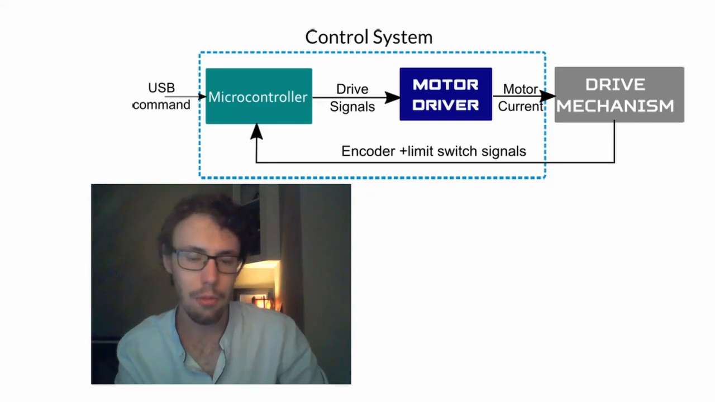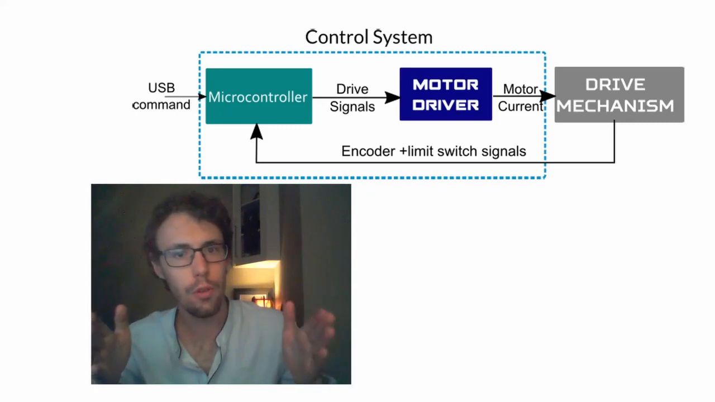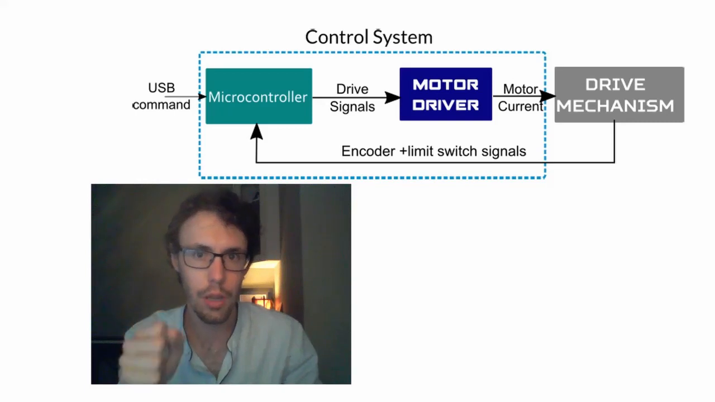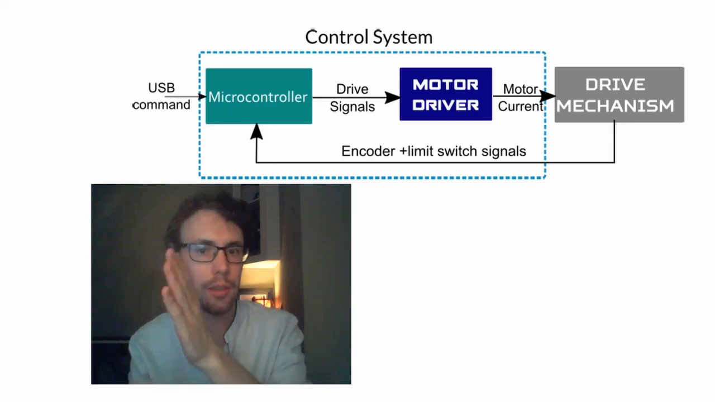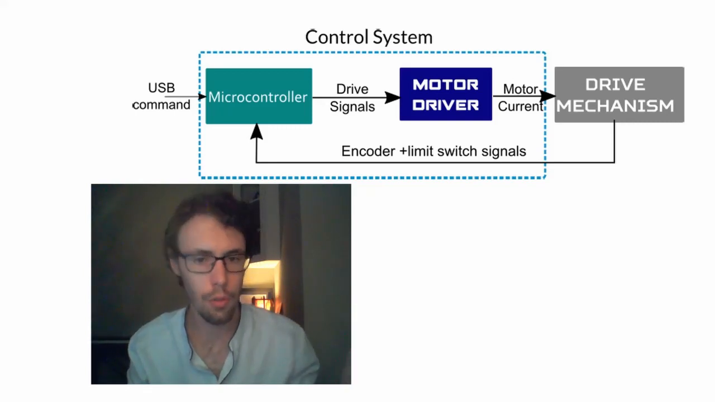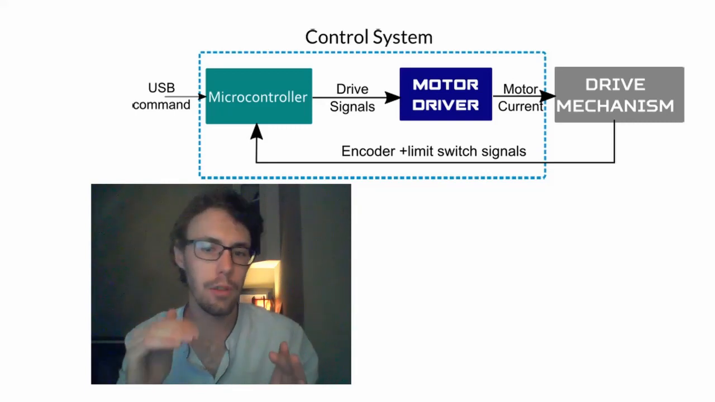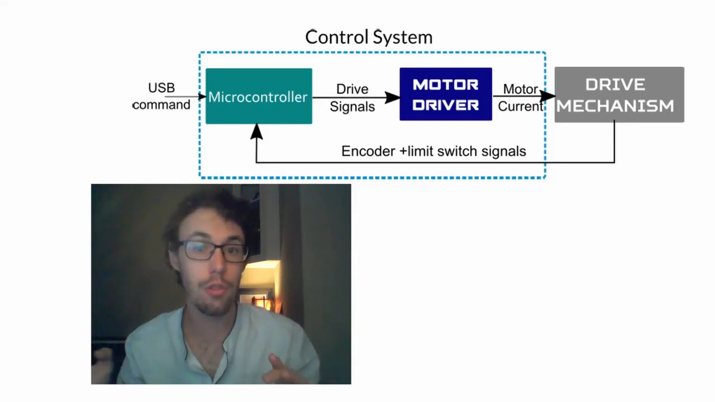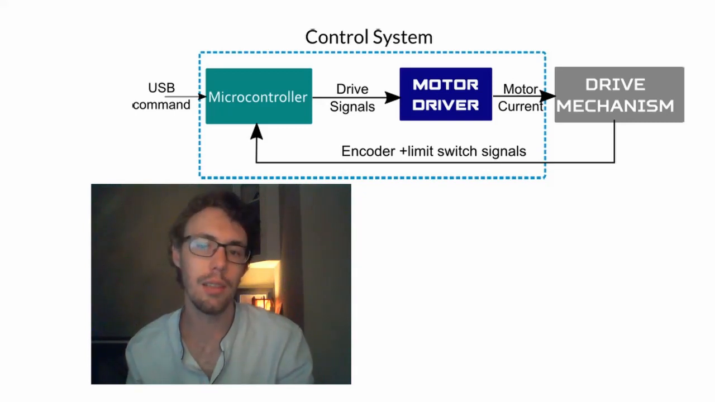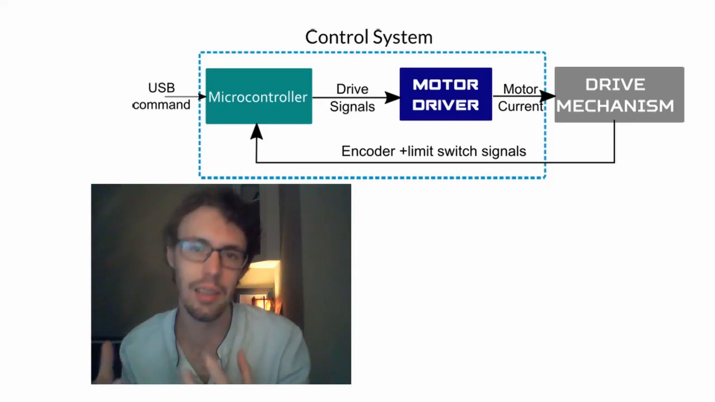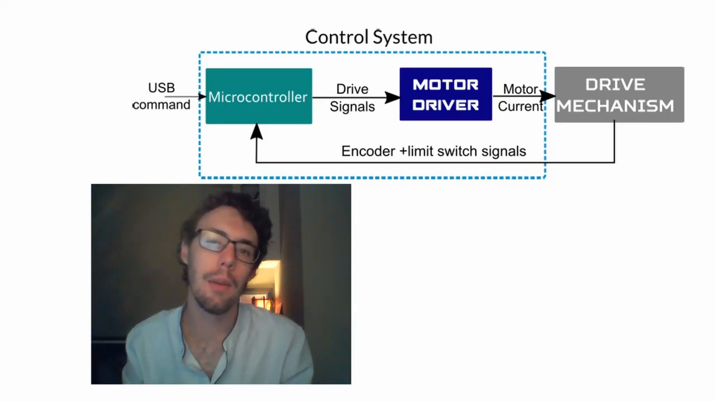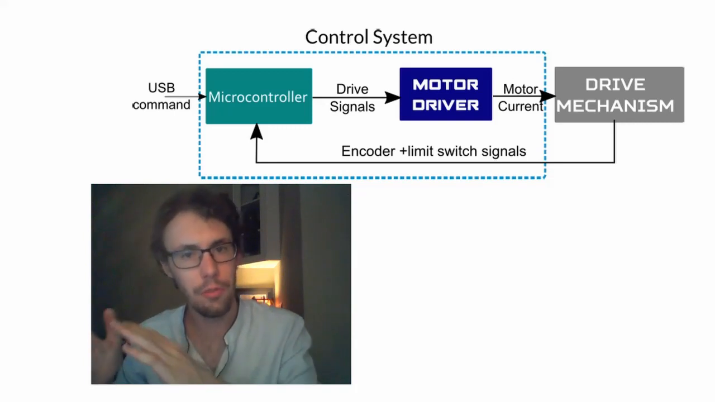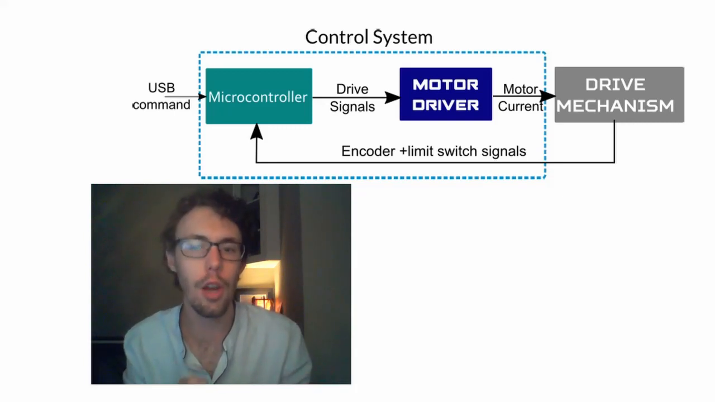So, control system layout, I'll show another diagram over here. We cut the system off at the cable that comes from the computer. Anything from the computer, that's the tracking and targeting system. Anything that comes out of the cable, that's our control system. So on the one side you have the commands coming in to the microcontroller. The microcontroller sends drive signals to the motor driver. The motor driver takes this drive signal and amplifies it to an electrical current that the motor will be driven at. Then the drive mechanism will be able to feed back position information using the encoder and limit switches.